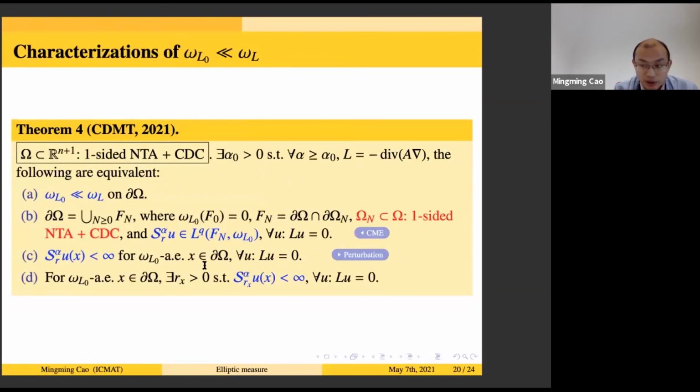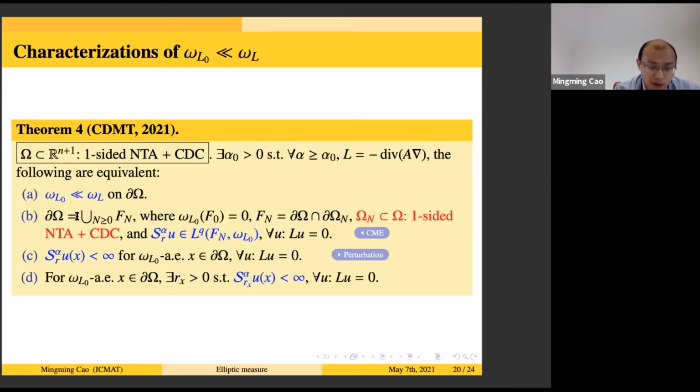And next, we will obtain a qualitative analog of the previous equivalence. The background hypothesis is the same as before. Then there exists some alpha 0 depending on the geometry, such that for every alpha greater than alpha 0, and for every elliptic operator, the following are equivalent. Omega L0 is absolutely continuous with respect to omega L.